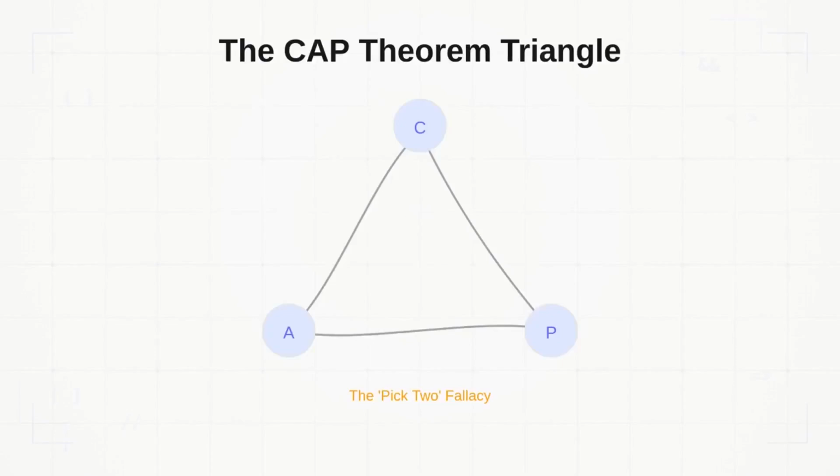In the real world, you don't actually get to pick two. This binary choice suggests that we can somehow opt out of network partitions, or that availability is a simple toggle switch. By treating these complex properties as a menu of options, we overlook the nuanced reality of how distributed systems actually fail and how they perform under pressure. Today, we're going to deconstruct the triangle and look at what's actually happening under the hood of your favorite databases.